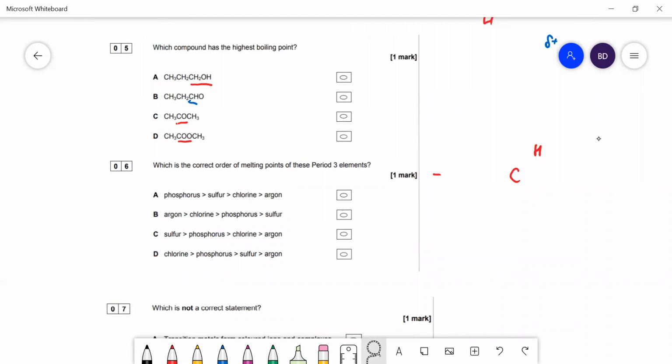Order of melting points of these three period elements. Okay, so presumably starting off with the lowest melting point first. So we have to remember the actual answer here is going to be B, because of the kind of molecules they form. Argon is just atomic, of course. Chlorine is Cl2. Phosphorus goes around as P4 molecules, and sulfur goes around as S8. So as the molecules get bigger, you've got more electrons, higher van der Waals forces, higher melting point. So B would be the answer there.